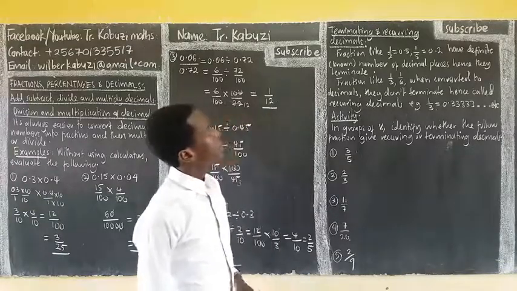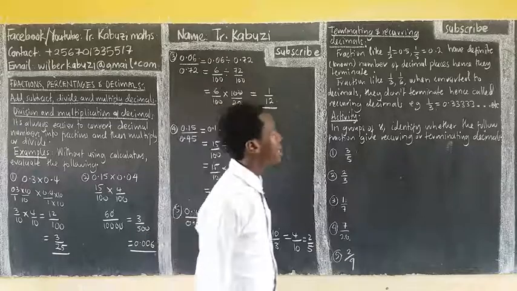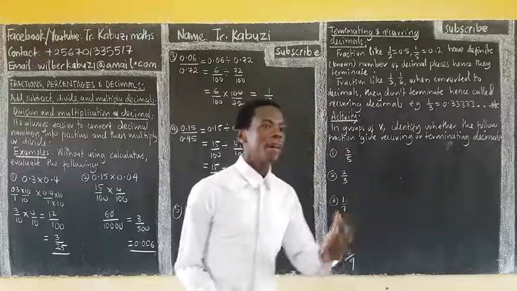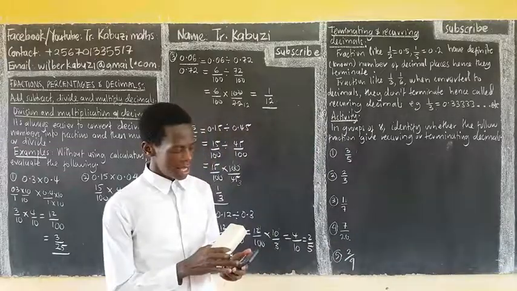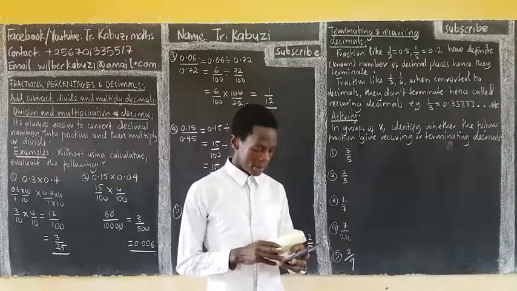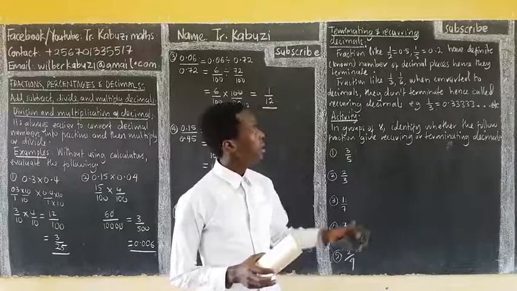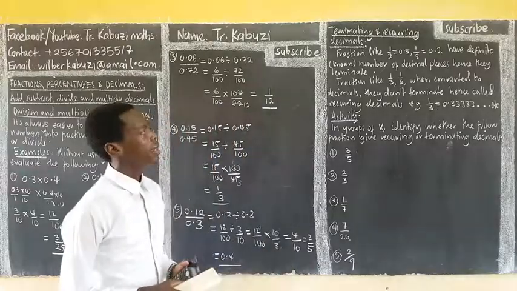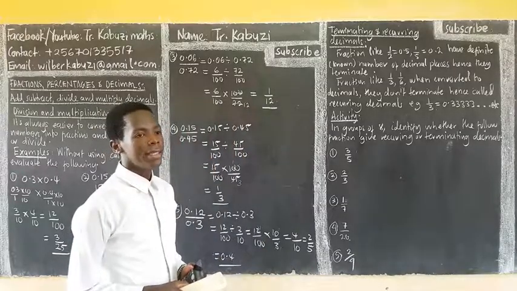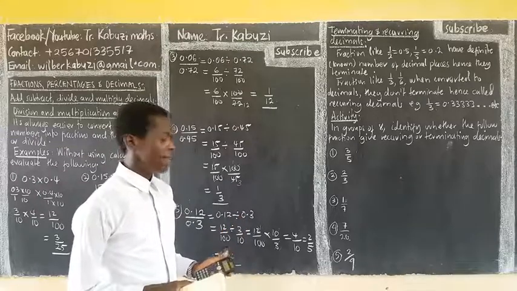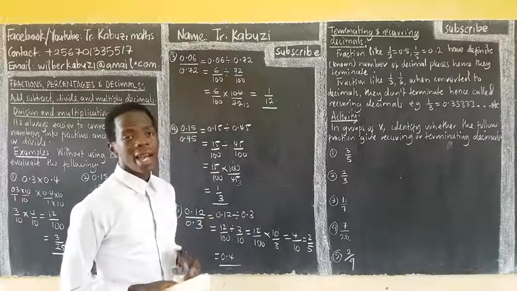When converted to decimals, they don't terminate, hence are called recurring decimals. Everyone get a calculator, and then you press for me 1 over 3. When you press 1 over 3, what do you get? 0 point. Is that figure ending? It's not ending because the calculator is showing that there are others coming.